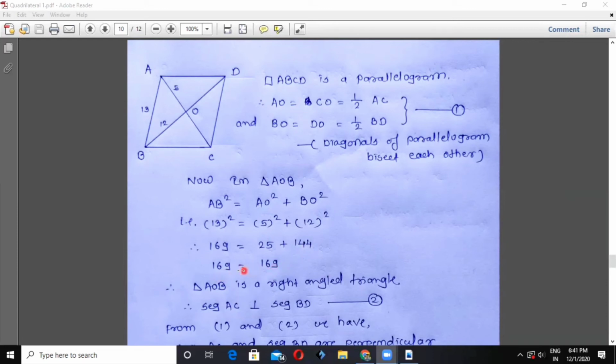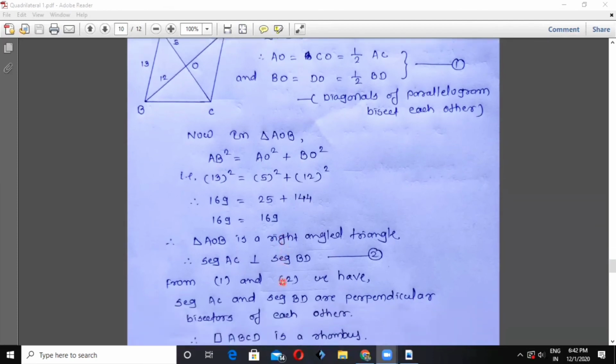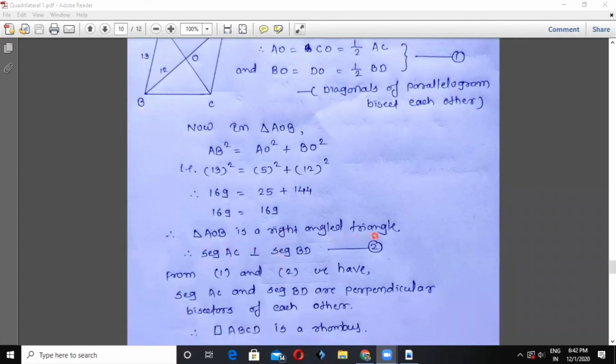So here we get the two sides equal. That means for triangle AOB, we have AB square equal to AO square plus BO square. That means for this triangle, the square of one side is equal to the sum of squares of the remaining two sides. So by using the converse of Pythagoras theorem, we can say that the triangle AOB is a right angle triangle. Now, if triangle AOB is a right angle triangle, that means angle AOB must be 90 degrees, that is AC must be perpendicular to BD.